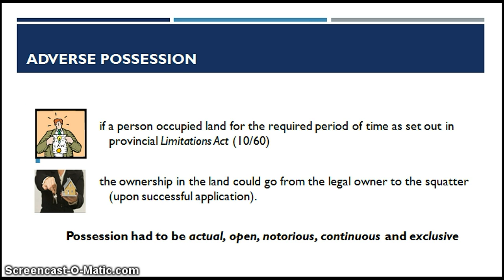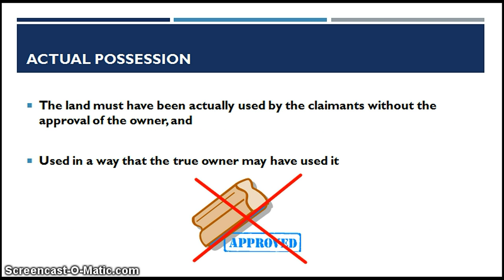To meet the requirement of actual possession, the land had to have been actually used by the claimant or the squatter without the approval of the owner, and used in a way that the true owner may have used it. So what does that mean? Let me give you an example.